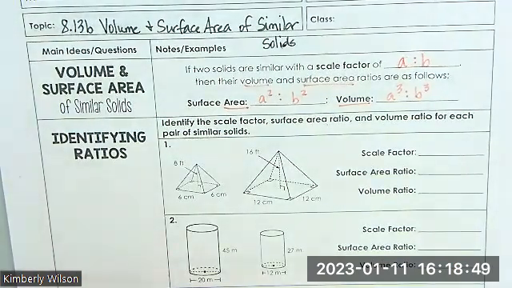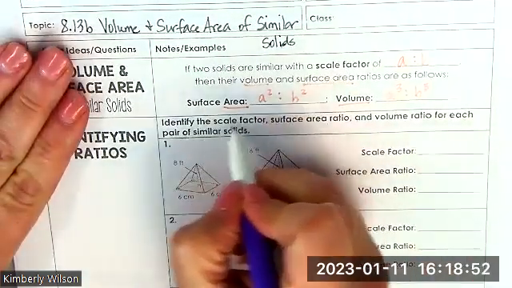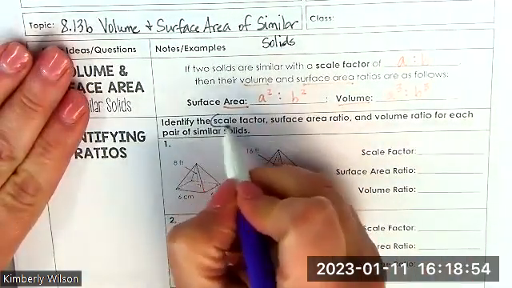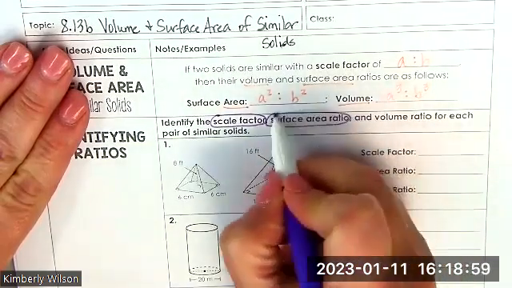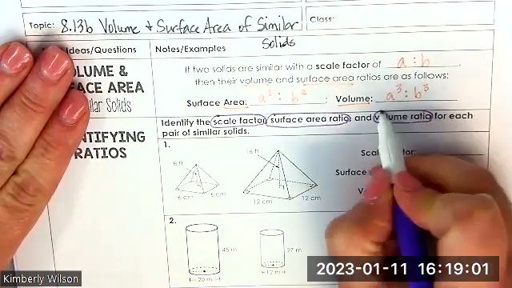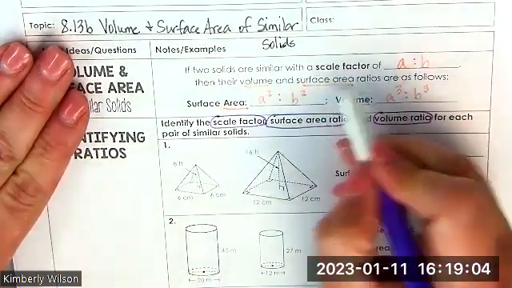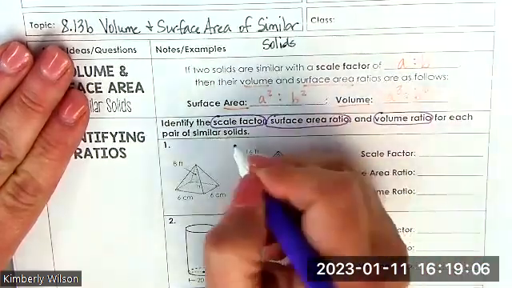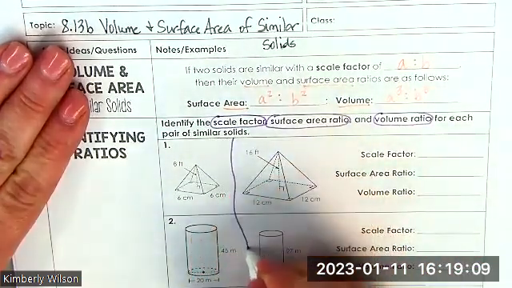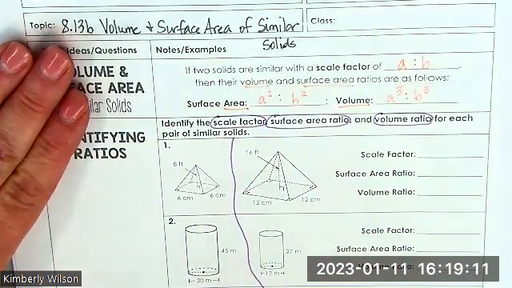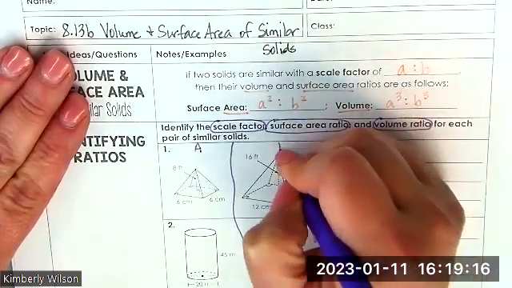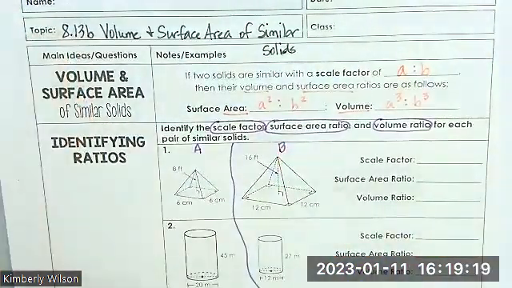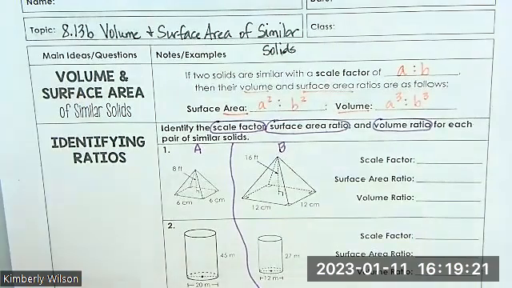Okay, so we have to identify the scale factor, the surface area ratio, and the volume ratio for each. Now remember, we set this up as the scale factor of A to B. I'm going to draw a little line down here so that we understand this will say is figure A. These are figure B when I'm working these problems. Okay, so let's jump to number 2.